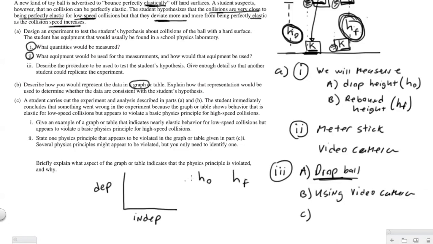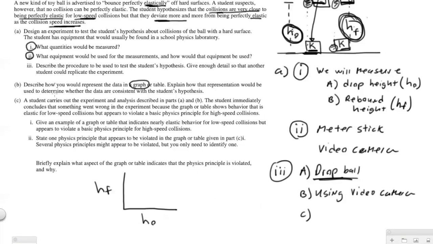So which one depends upon which? I would say that the rebound height is the dependent, and the drop height is the independent, right? The drop height doesn't really depend on anything other than how high you drop it from. But the rebound height really depends upon the drop height. So the dependent is going to be H final. This would be H naught.